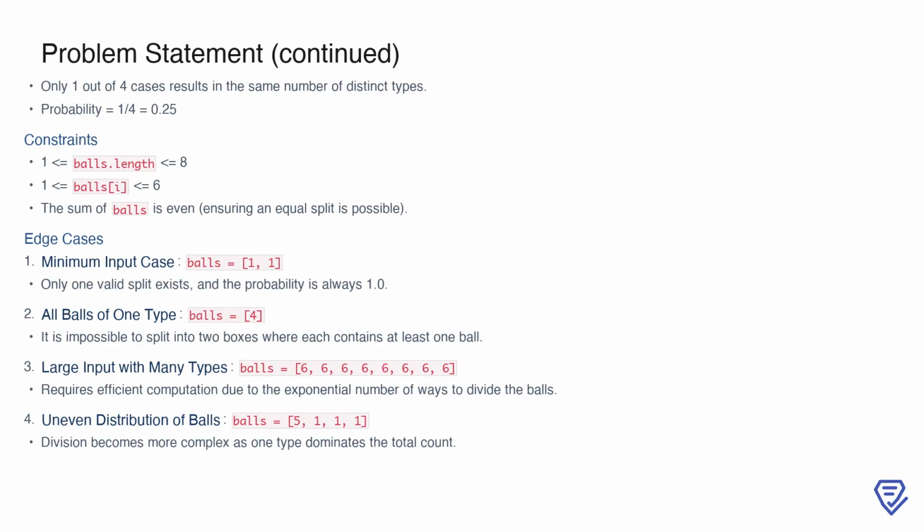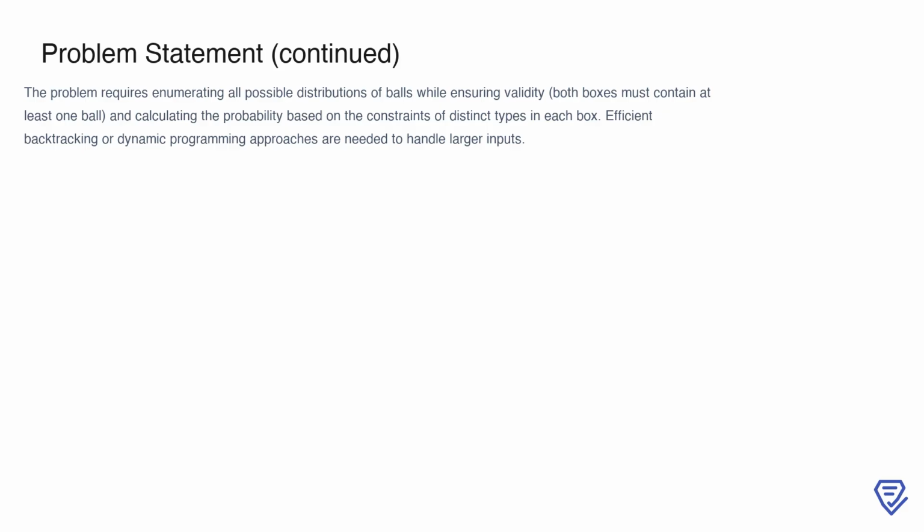This brings us to the constraints and edge cases. This problem requires us to consider all valid distributions of balls while ensuring that both boxes contain at least one ball. Additionally, we need to calculate the probability that the two boxes have the same number of distinct types. The constraints ensure that the problem remains computationally feasible.